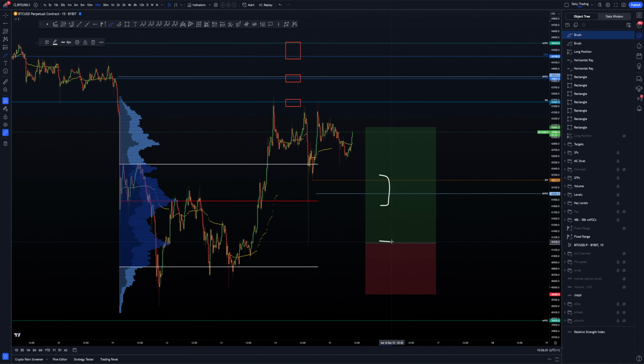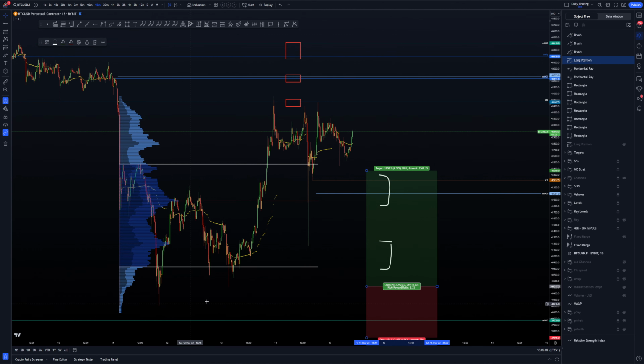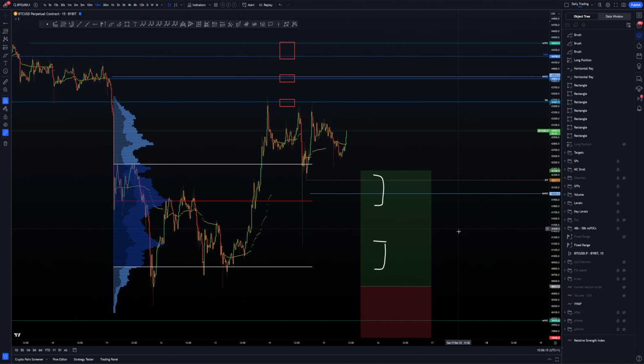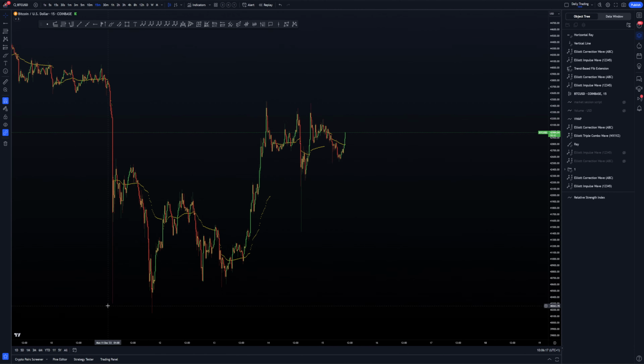Next target is really from this low right here, for a possible swing failure pattern down to this value area low, and if we start breaking this, then we're simply going to look for the lows right here to be taken. We have a triple bottom on Bybit, we have a double bottom on Coinbase, so just be aware of this. On Coinbase, as you can see here, we did take the previous low already.